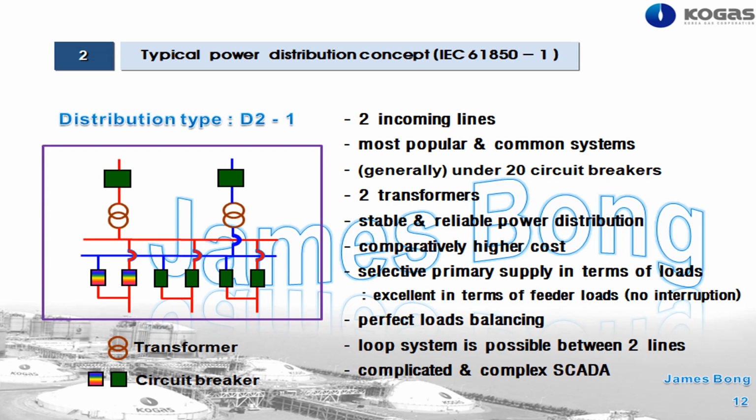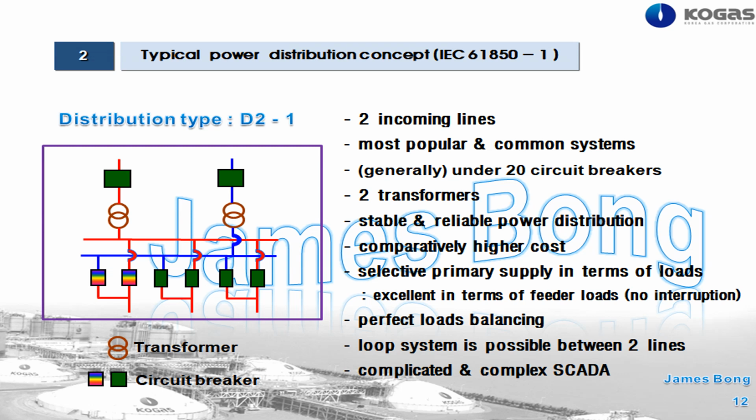Distribution type D2-1. D2 type is the most popular and common system in large-sized plants. It has two incoming lines which originated from different sources and two transformers which have the same voltage level. Loop circuit is available when the conditions are met, such as a synchronous frequency angle, percent impedance of the two transformers, the direction of 3 phases. Generally, if the substation needs under 20 circuit breakers, this type is widely adopted.